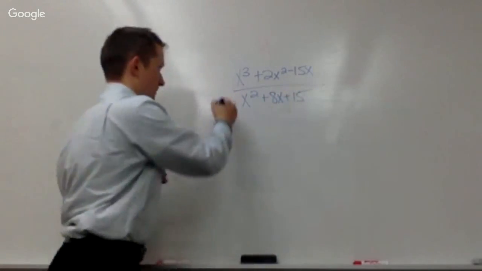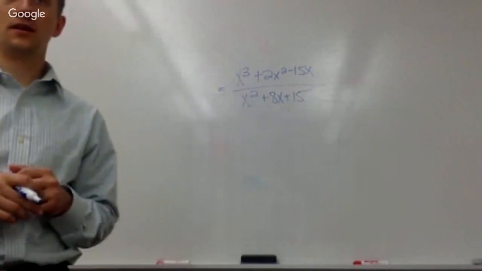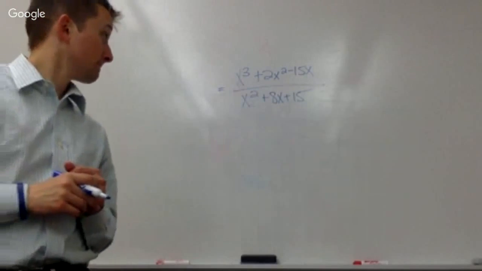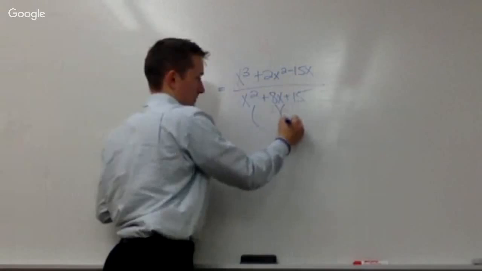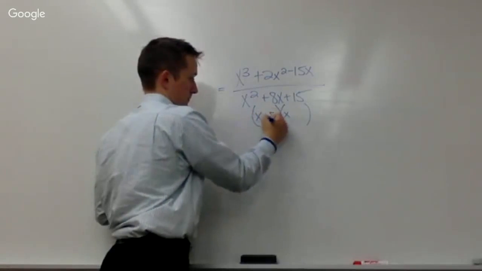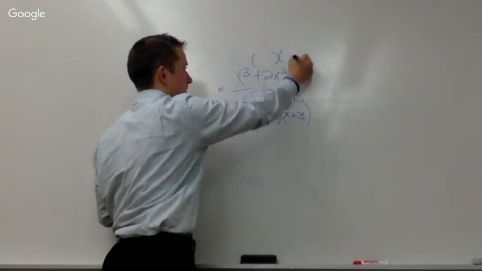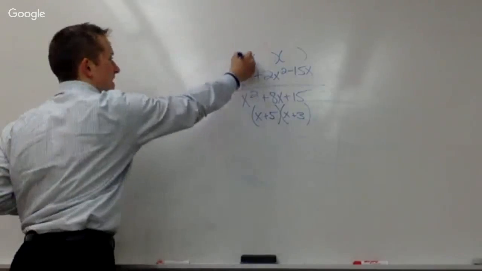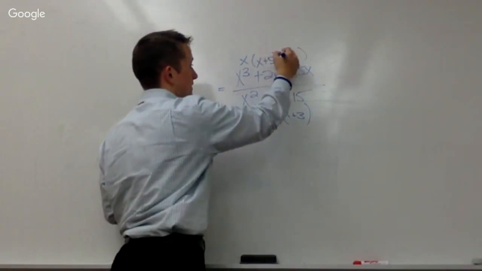All right, what's my first step when I find asymptotes, holes, all that stuff? Factor. Yeah, let's factor it, right? So what would the bottom factor into? Good, x plus 5, x plus 3. Good. What about the top? Good, take out an x, and we're left with x plus 5, x minus 3.